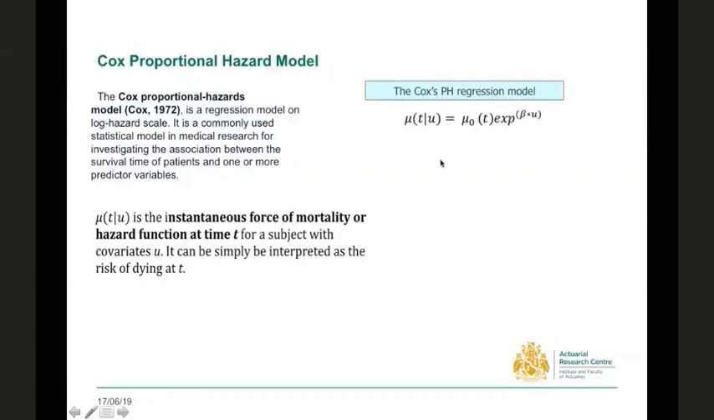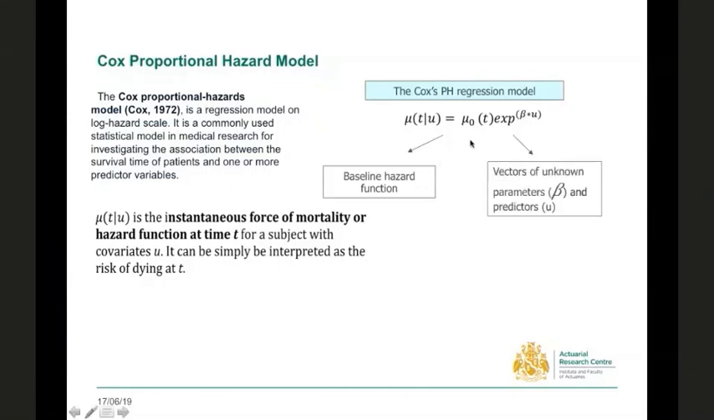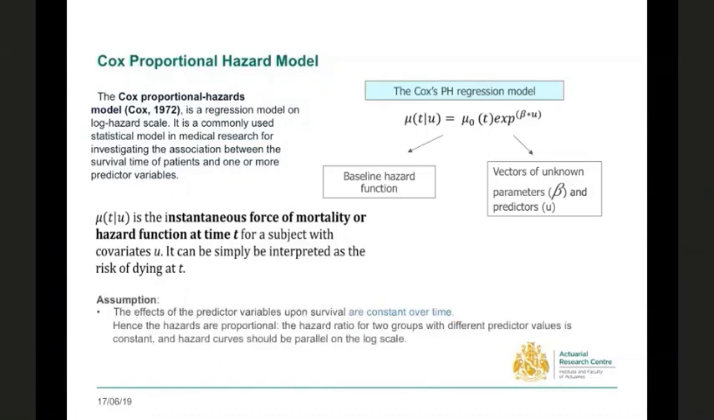We can explain the hazard function in two parts. The first part is the baseline hazard function, and the second part is the vector of unknown parameters beta and predictors u. One of the main assumptions of the Cox proportional hazard model is that the effect of the predictor variables on survival is constant over time. Hence, the hazards are proportional. The hazard ratio for two groups with different predictor variables is constant, and the hazard curves should be parallel on the log scale.